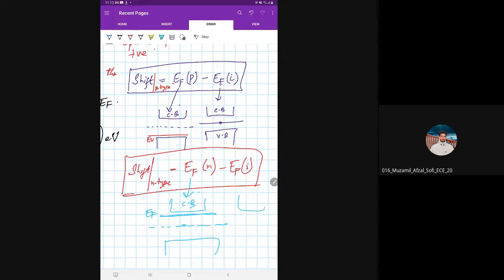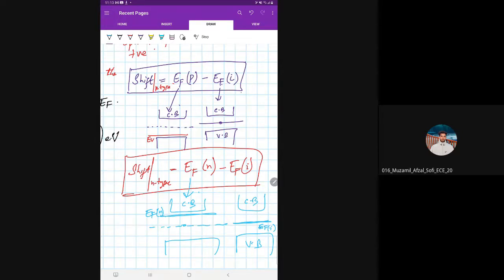But in intrinsic semiconductors, you have conduction band here and you have valence band here, but your Fermi energy is at center. Okay, EF of I, and this is EF of N. EF of N will have higher value as compared to EF of I. That is why the shift will be positive.